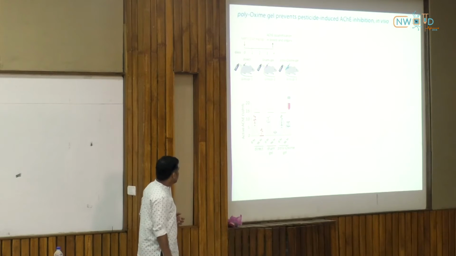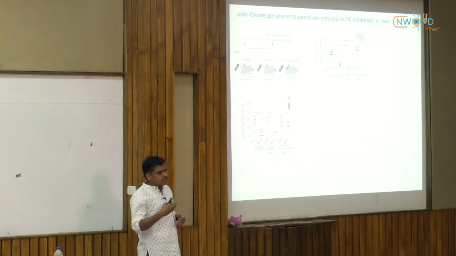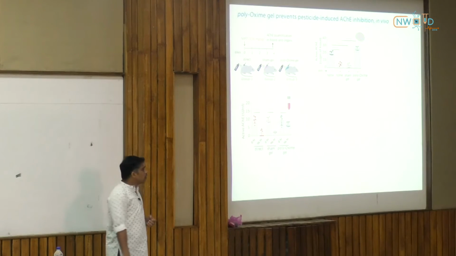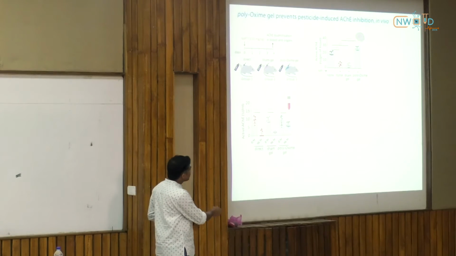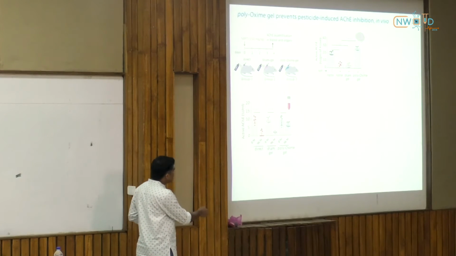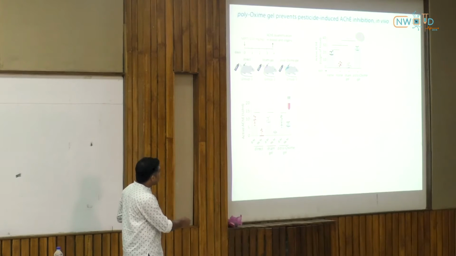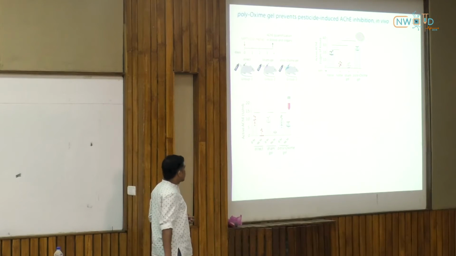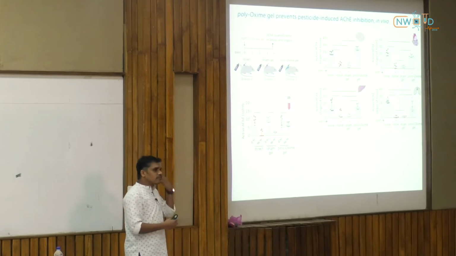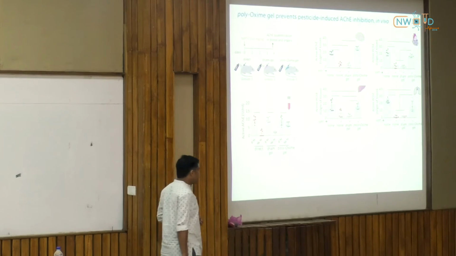which clearly suggests its ability to protect or prevent the pesticide exposure. But not only in the blood, we went and tested in the tissue as well. For example, in the brain, again you see a similar trend. When you have the polyoxime gel, it completely protects compared to when directly exposed or in the presence of control gel. And you observe a similar trend for every single organ that was tested in vivo.